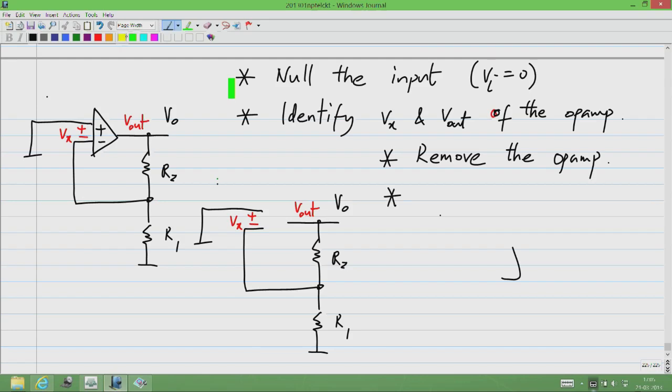And then you apply a test voltage to wherever the op amp output was. This is V test. I just connected there. I remove the op amp, and instead of the op amp's output, wherever the output was, I connect a voltage source V test.